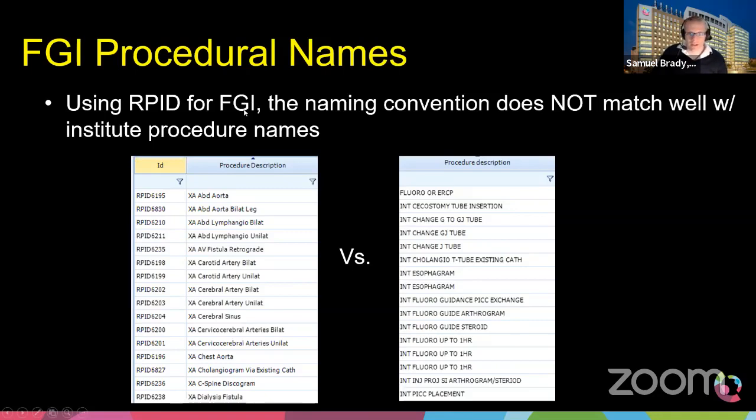But when you get into some procedures, or exam types, such as your fluoroscopy guided interventional systems, your FGIs, the known nomenclature at the national level doesn't always line up with your local procedure descriptions. As an example, you have abdomen of the aorta, but then on the other side, you have an ERCP, for example, or possibly an esophagram. And being able to link these up can sometimes be very difficult.